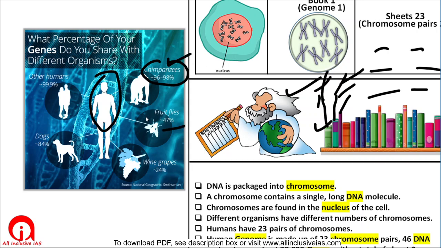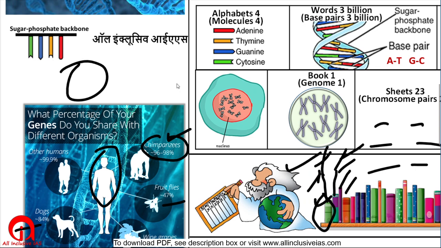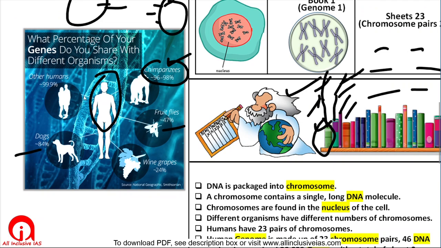There is 47% similarity with fruits, 84% similarity between humans and dogs, and each human is also unique. It is not that one book on the human genome has been written, so all humans have the same DNA. No, all humans have unique DNA. In each book of each human, there is some difference. Like I explained to you earlier, if this is your genome and my genome, then we have exactly all the qualities the same, except the colors of our eyes and maybe curly hair or something like that. So few differences will be there. Otherwise, there are a lot of similarities.